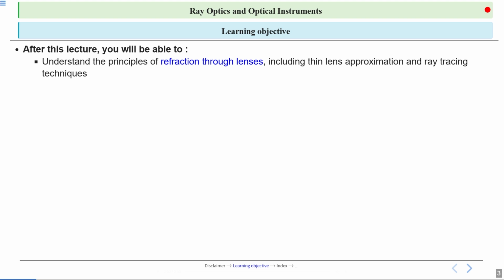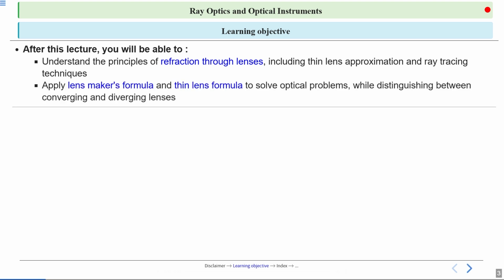We have discussed ray tracing techniques, or the standard rays that we select to form a ray diagram, to form an image in mirrors. So now in lenses, we are going to discuss thin lens approximations and ray tracing techniques. Also, you will be able to apply lens maker's formula. So the relation between the focal length of lens and refractive index of the lens and the radii of curvature of the surfaces of lens, that relation is called lens maker's formula. We are going to derive it and apply it in numerical problems.